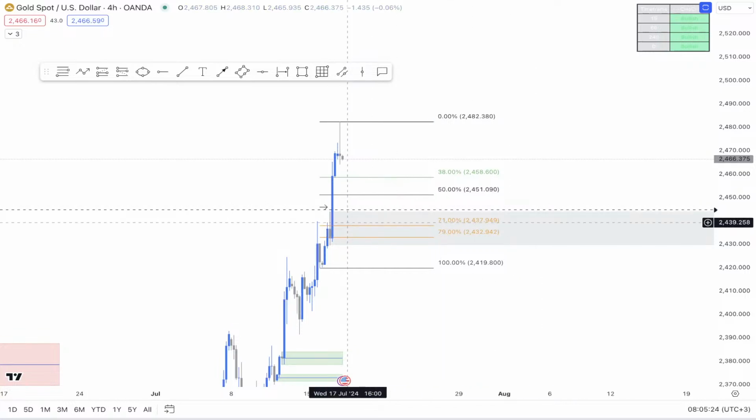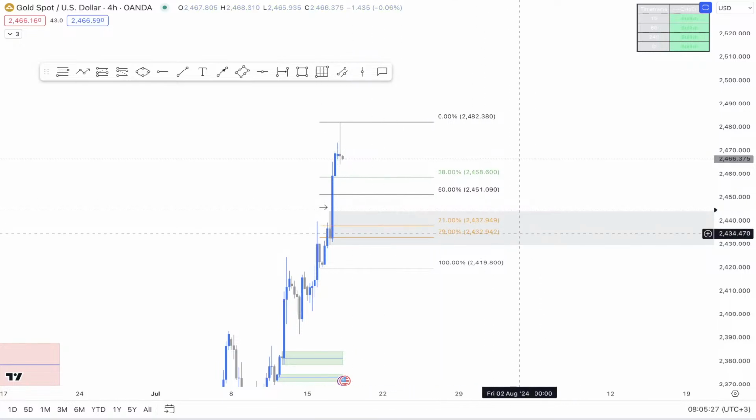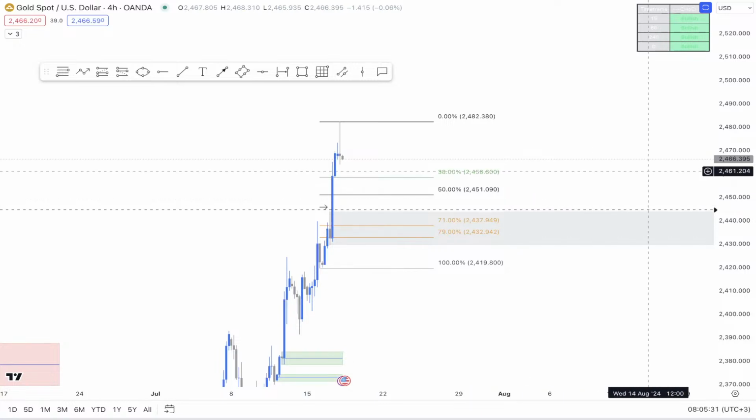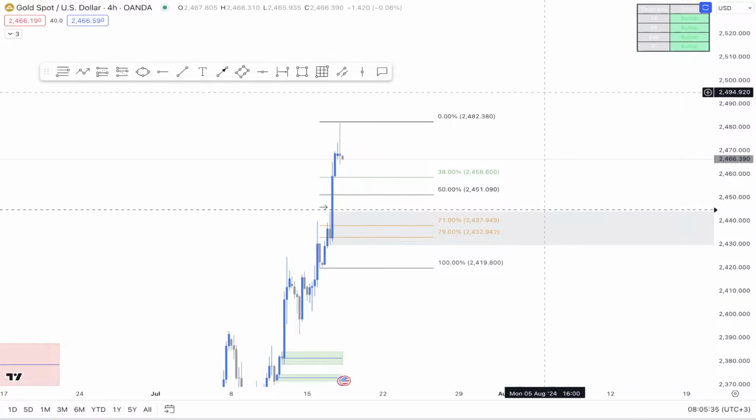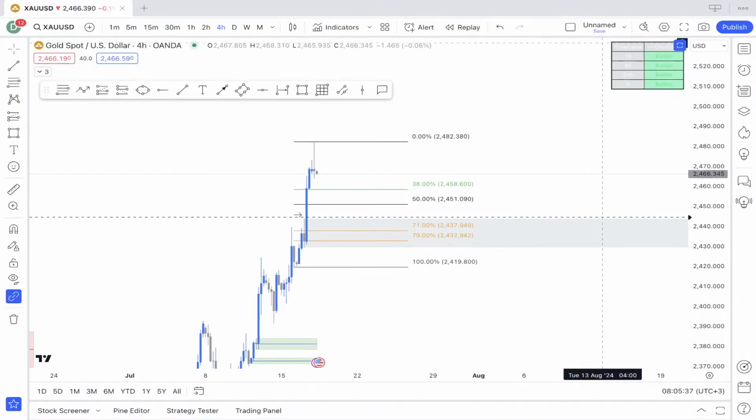I was able to identify this unmitigated order block that, as we can see, is lining up perfectly with the point of interest. The trader graph is fully bullish, which is great. And now all we need to wait for is a corrective pullback.